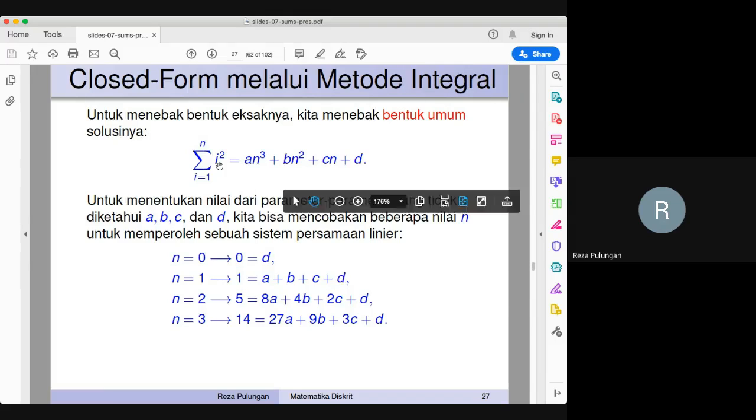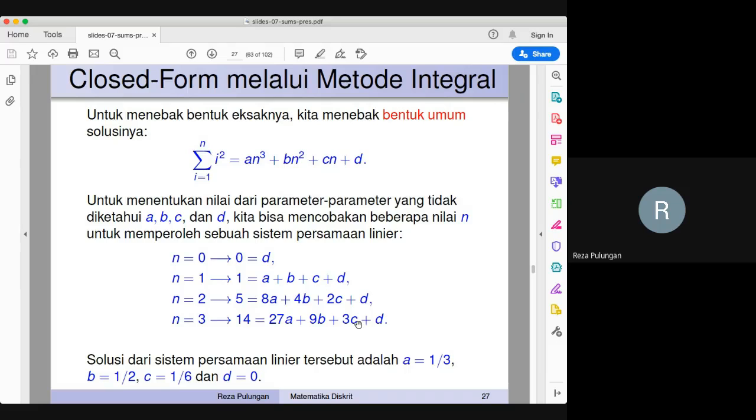You try again, n is equal to 2. When n is equal to 2, this is 1 to the power of 2 plus 2 to the power of 2, which is equal to 5. What about the right side? This will be A multiplied by 2 to the power of 3, 8, plus B multiplied by 2 to the power of 2, 4, plus C multiplied by 2. And for n is equal to 3, you have this one. So what do you have in the end? A system of linear equations.